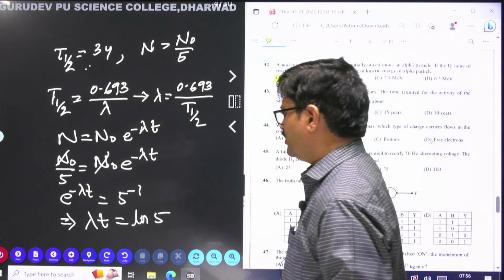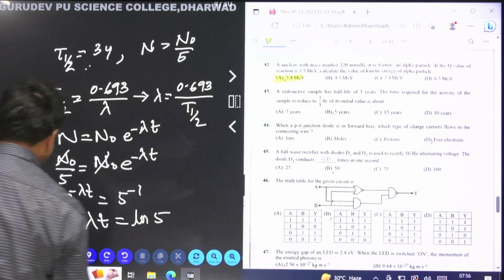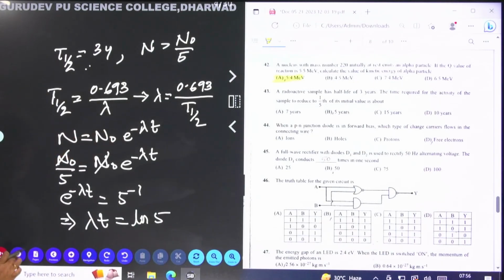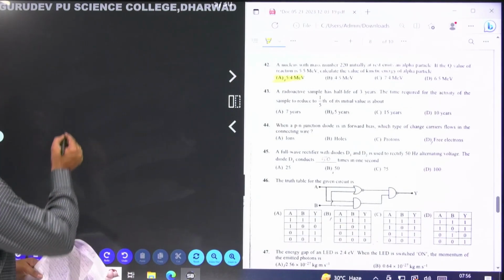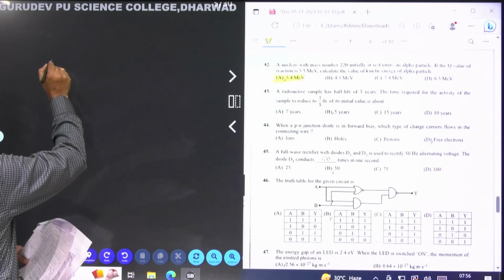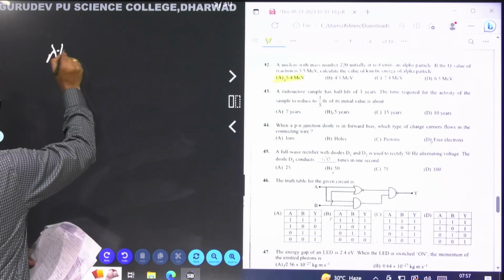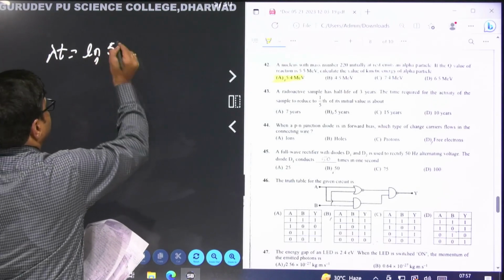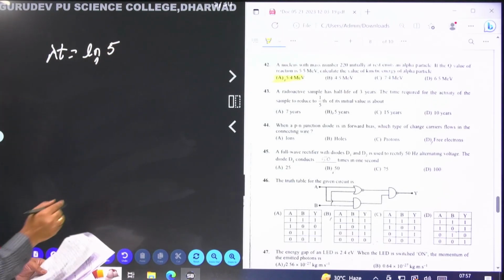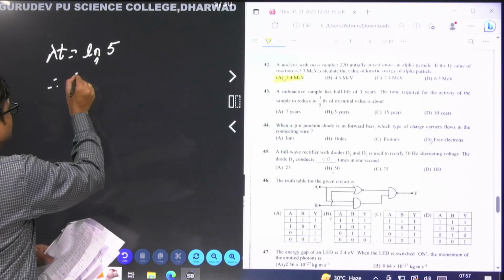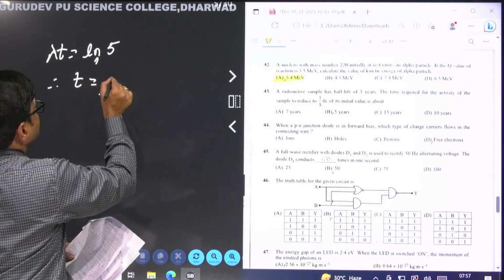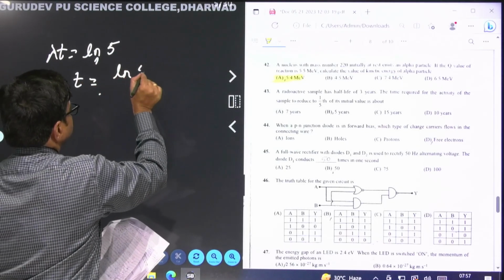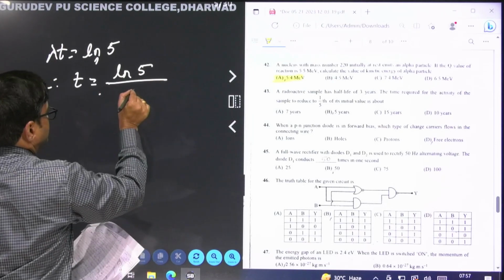Now I can go ahead and use this value to address the next part. So lambda t is ln of 5. So let me just write it back. This is ln of 5. This is what we had. Okay. So therefore t will be equal to what? T will be equal to ln of 5 divided by lambda.